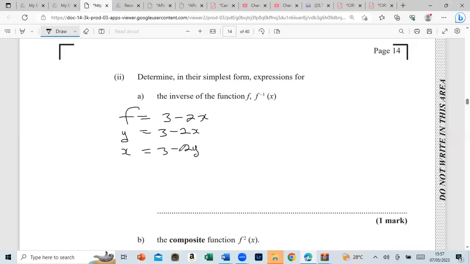Alright, so we're going to solve for y, make y the subject. So we get rid of this 3 by subtracting 3 from this side, and then that will give you negative 2y. So we divide by negative 2. So here we have it. The inverse of f will be x minus 3 over negative 2. So this will be the inverse of f. I'll get just one mark, please.